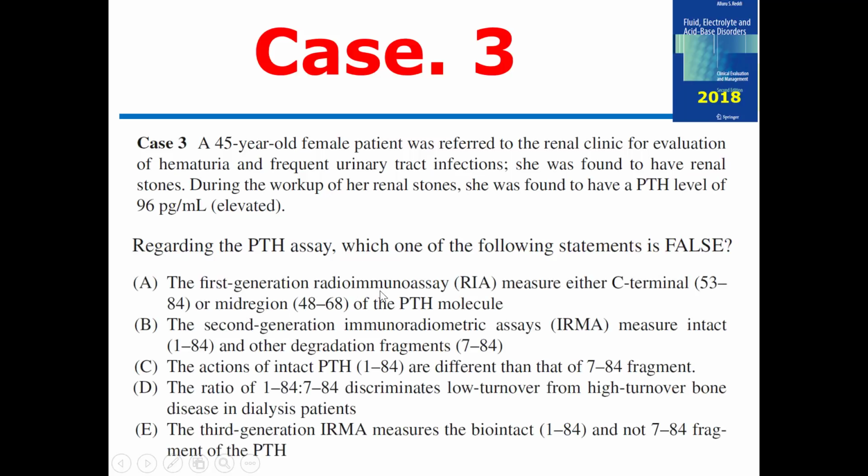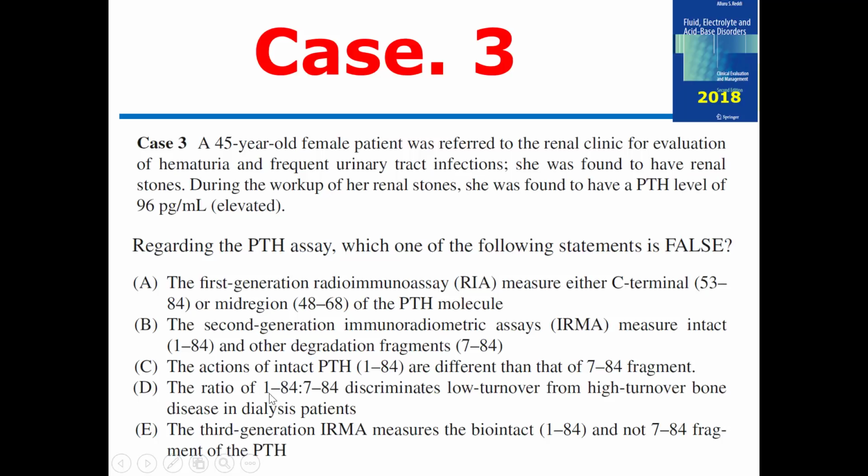The first generation measures either the C-terminal or mid-region of the PTH. PTH is composed of 84 amino acids, and we have N-terminal and C-terminal. The second generation assays measure intact 1 to 84, and other degradation fragments 7 to 84. The actions of intact PTH are different from 7 to 84.